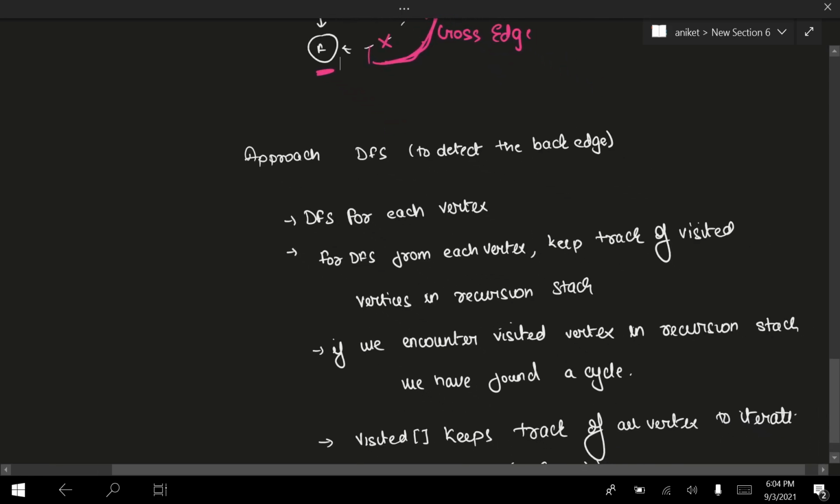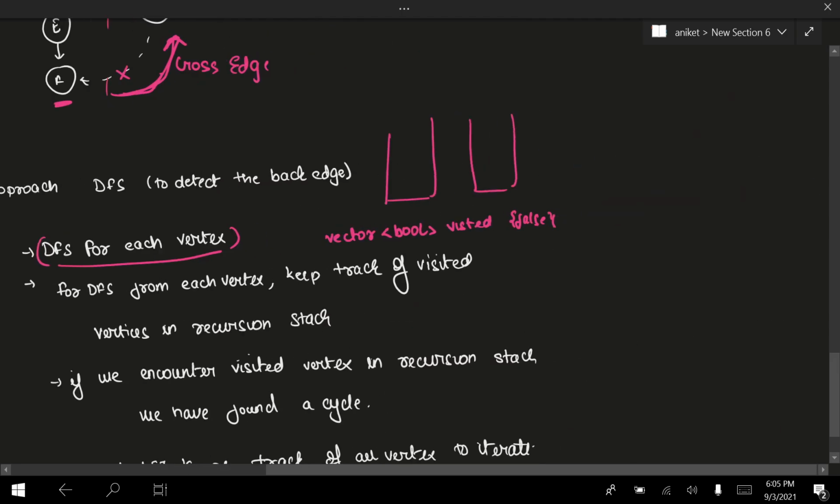So what will be our approach in this? We will apply a DFS algorithm for each and every vertex in the graph. But here we have to make sure that we maintain two stacks. In the general case, you keep a vector of bool, which you call visited, and you set all the values to false. But here we need to make sure that there will also be a recursion stack.